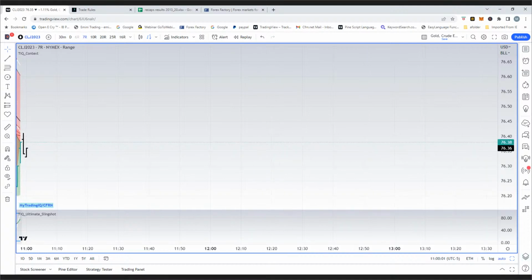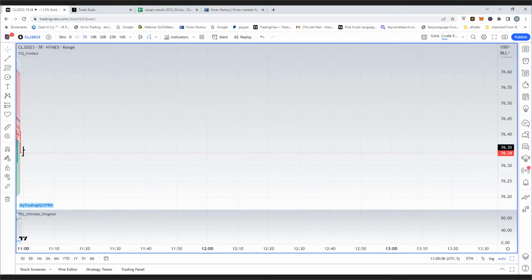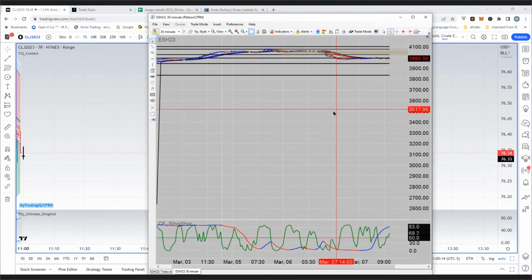But what I'm going to show in here, we have these things called weekly trading zones, and I'll show them to you right now. Where's my ES chart? Here it is. Okay, so I have them on a 30-minute chart right here.